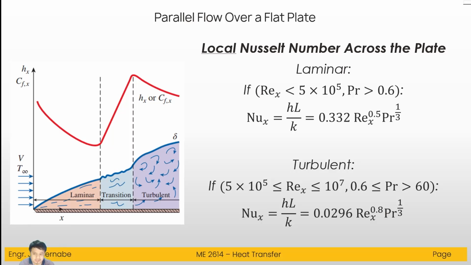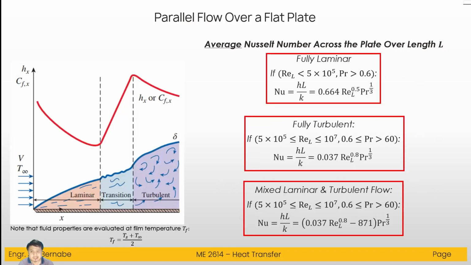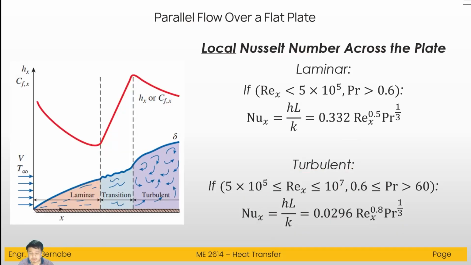Before we start, there's a difference between local and average. So we will just briefly discuss the local version. The local Nusselt number can vary within its local point. So if it is local, it means the Nusselt number could be high at this point, and the Nusselt number could be low at this point, for example.